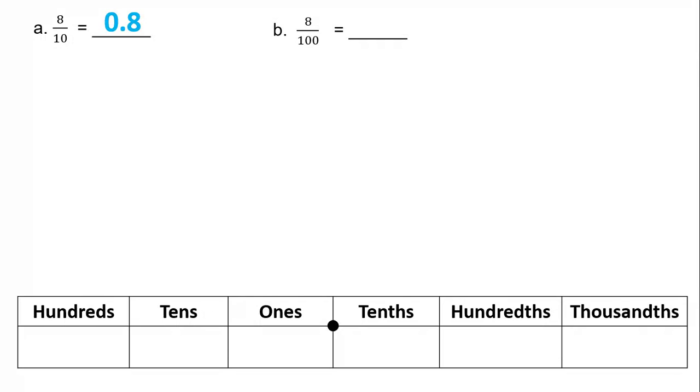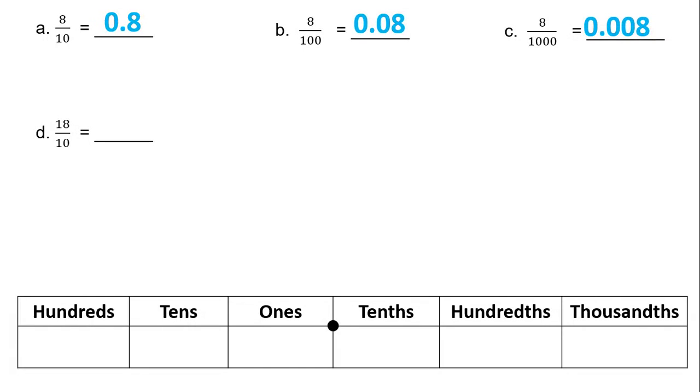Now we have 8/100. So we're going to place the 8 in the hundredths place since the denominator is 100. Since there's nothing in the tenths place, we can place a 0 there. So 8 over 100 is the same as 0 and 8/100. Now we have 8/1000. So we're going to place the 8 in the thousandths place since the denominator is 1000. Since there's nothing in the tenths or hundredths, we can place a 0. So we can rewrite 8 over 1000 as 0 and 8/1000.